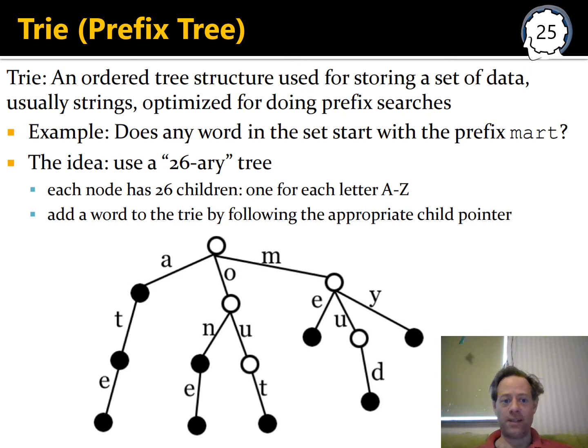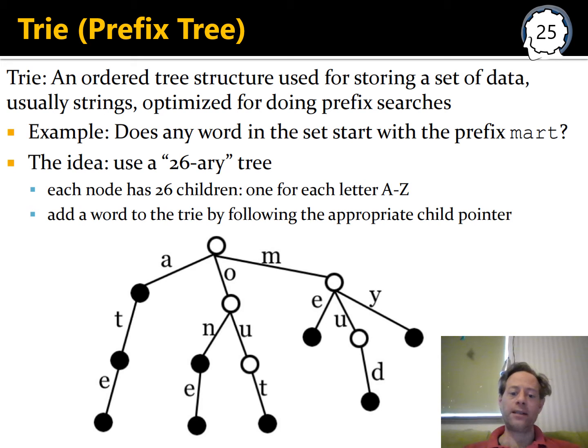So that's pretty basic. Now we come to the first and actually very useful data structure, which is called a trie or prefix tree. What we're doing here is building an ordered tree for storing a set of data, usually strings, that is optimized for doing prefix searches. We want to find all the words that have a common prefix. For example, does any word in the set start with the prefix mart?